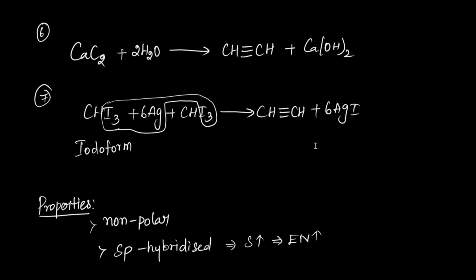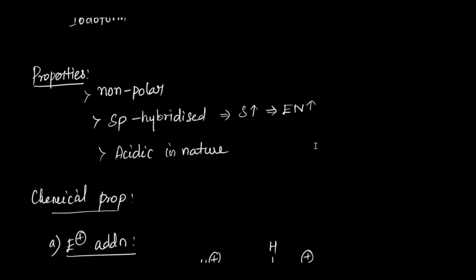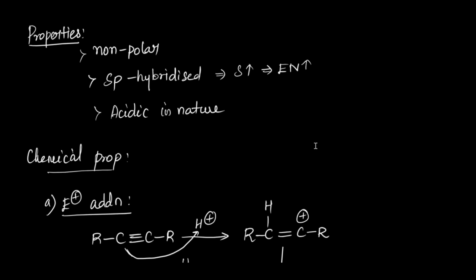From calcium carbide you can also prepare acetylene, and using iodoform, 2 molecules, and 6 Ag you can also prepare acetylene. These are the two methods for acetylene. Then properties: this is a non-polar, sp hybridized molecule, so there will be more s character, more acidic character and more electronegativity.